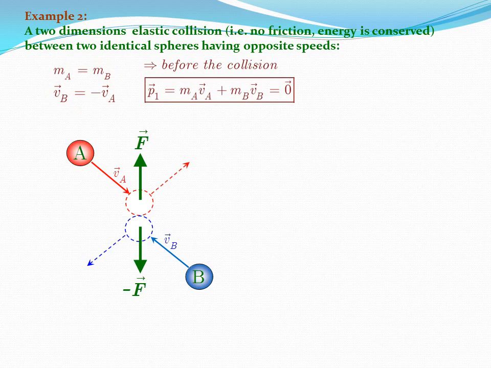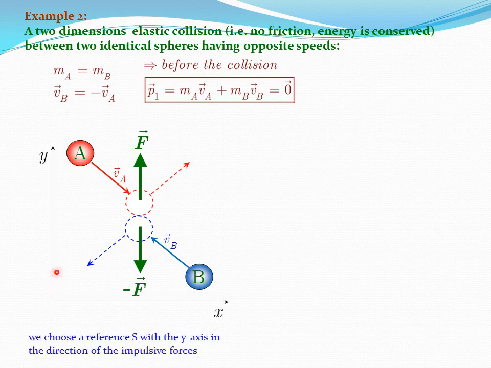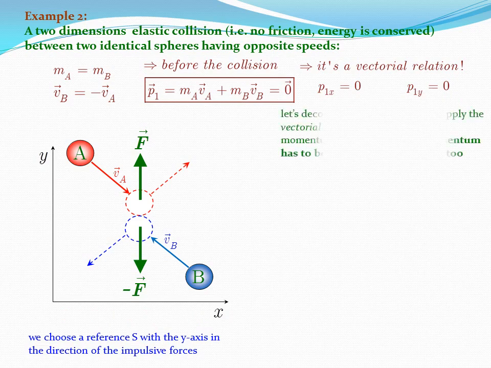Now, let us consider the instant of the collision. We have two very strong impulsive forces, opposite in direction but having equal magnitudes, and directed along the line that joins the centers of these tiny spheres. We choose a y-axis parallel to the direction of the impulsive force and an x-axis perpendicular to this direction. This is a vectorial relation. Therefore, once we have chosen our reference frame, momentum has to be 0 along both our axes.